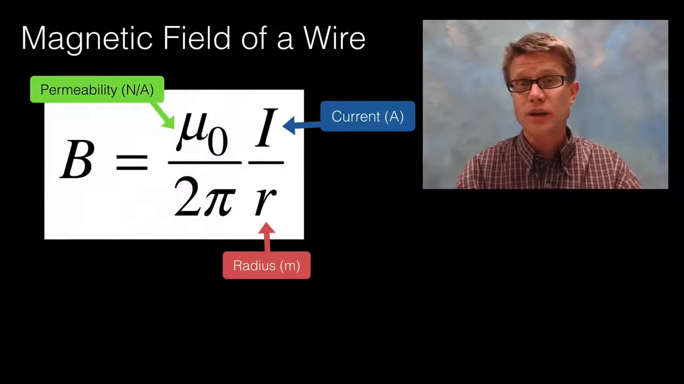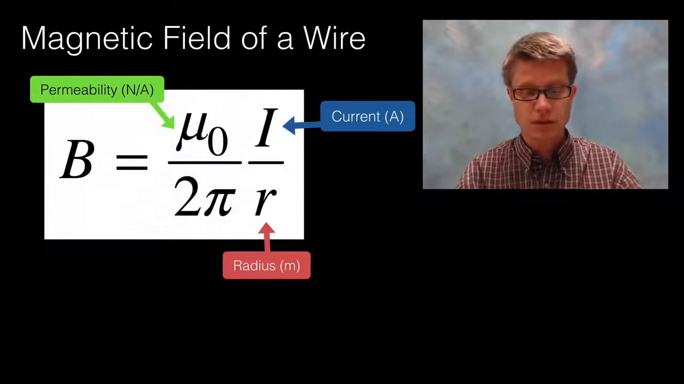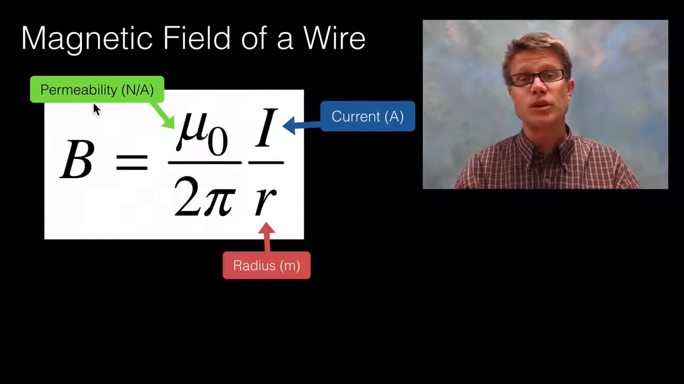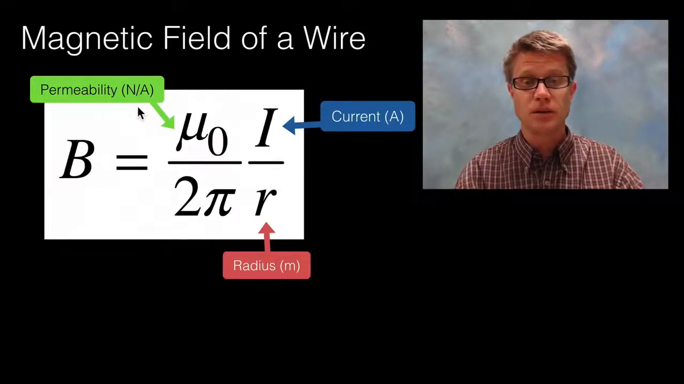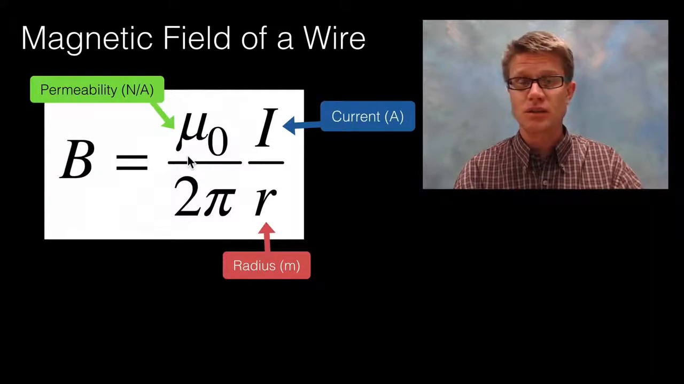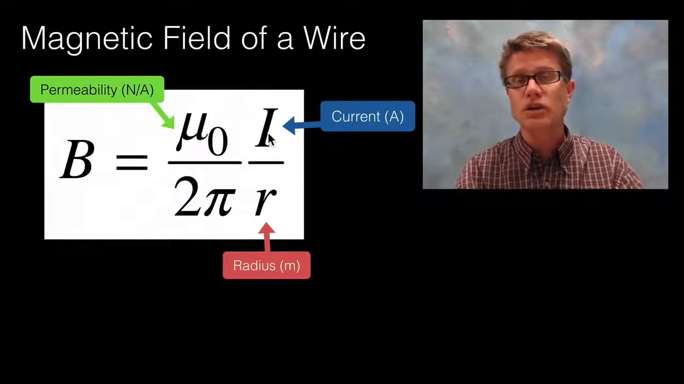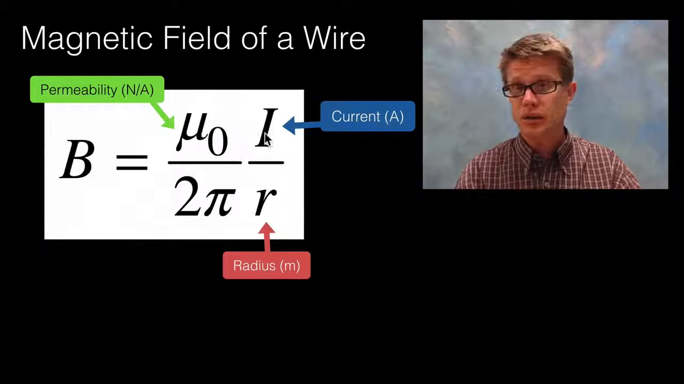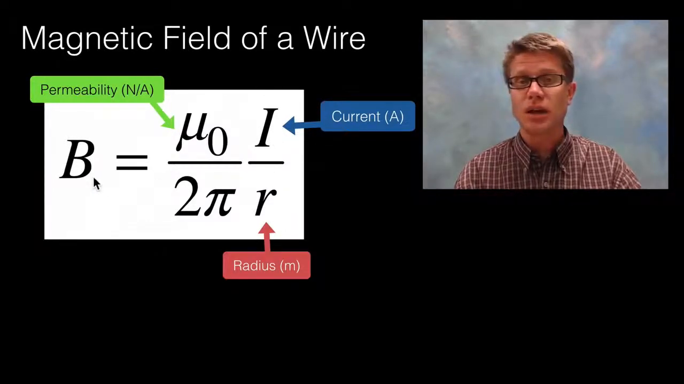How do we quantify it? Here's our equation for that magnetic field. It's going to be the magnetic permeability. Remember, that's the ability of a material to support a magnetic field, and this is just of free space. We then have the current, which is how much conventional current is moving through the wire. Then we've got 2 pi r. So again, if we increase the radius, we're going to decrease that magnetic field. If we increase the current, since it's on top of this equation, it's going to increase the magnetic field.